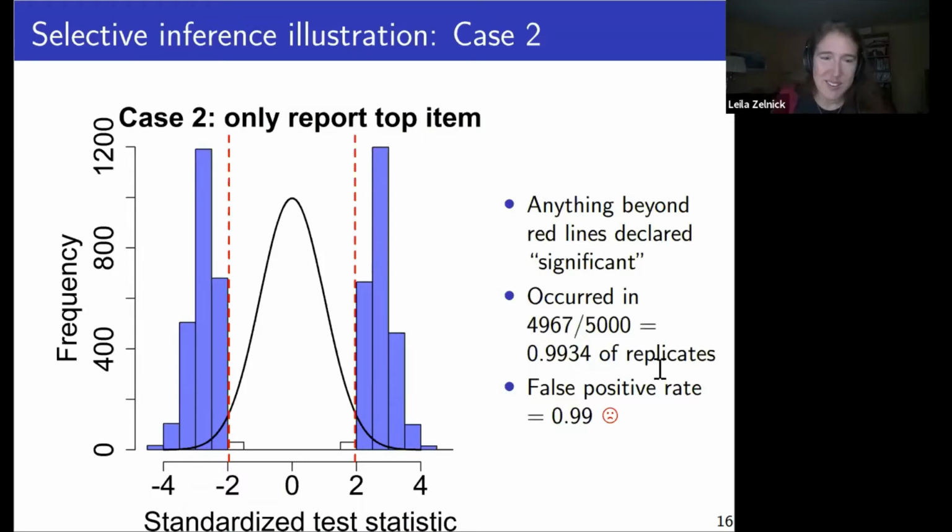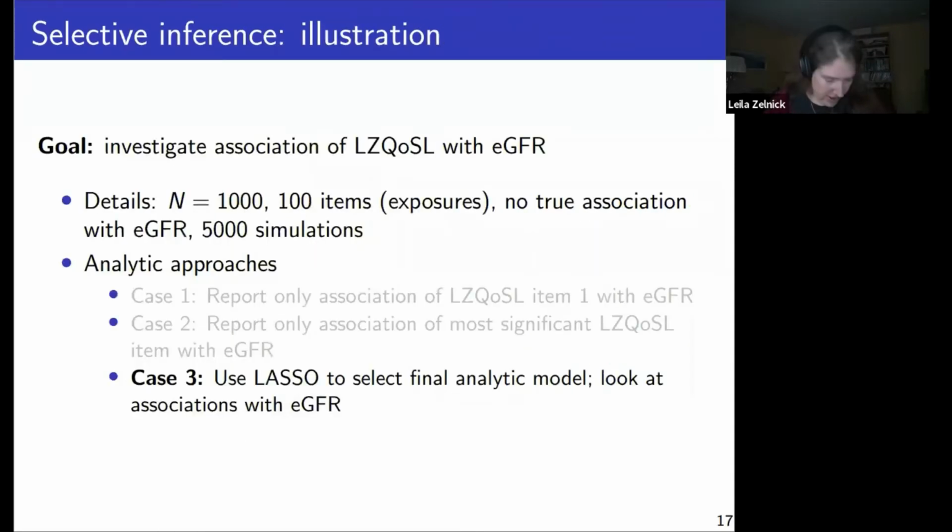Okay, so I looked at 100 tests. Maybe that's not surprising to you, but what that means is that the false positive rate was 99%, when nominally I thought it was 5%, or I said I was only going to carry forward 5% of null associations, but under this analysis plan, it's really 99%. That's pretty awful.